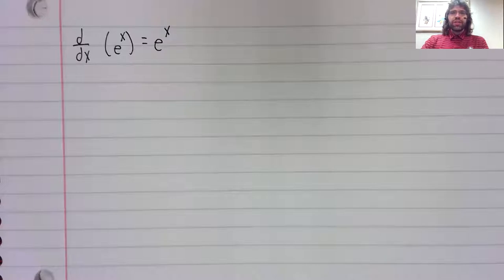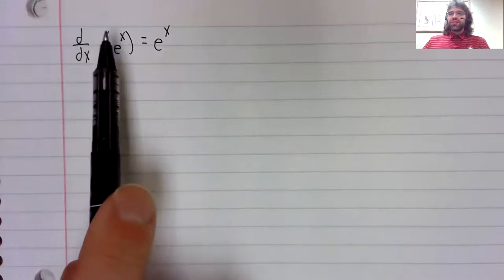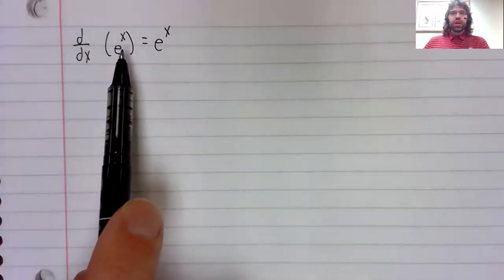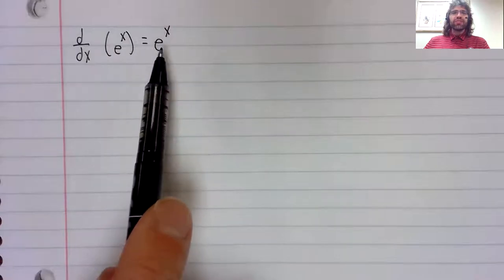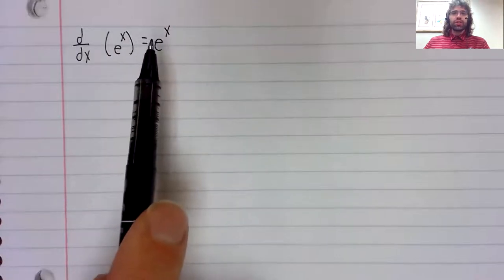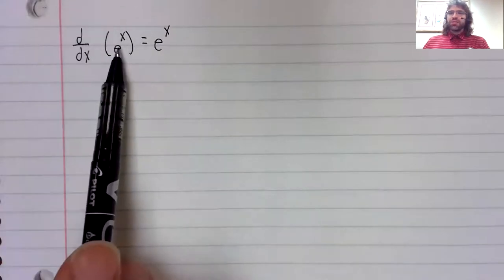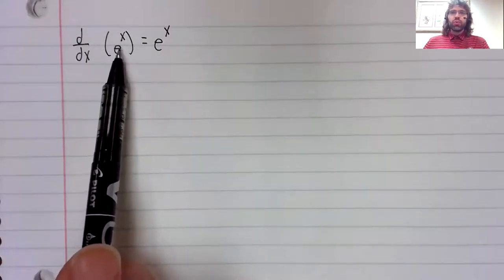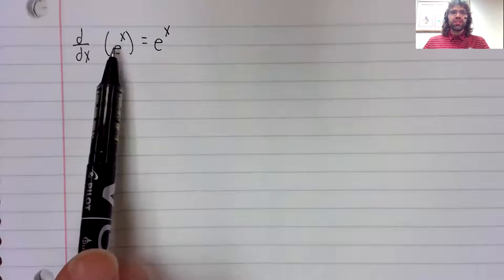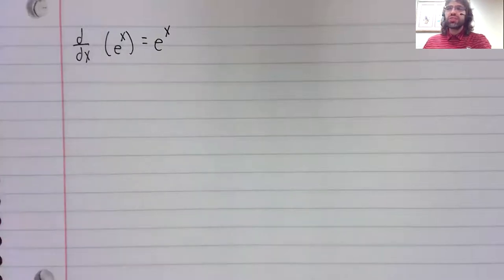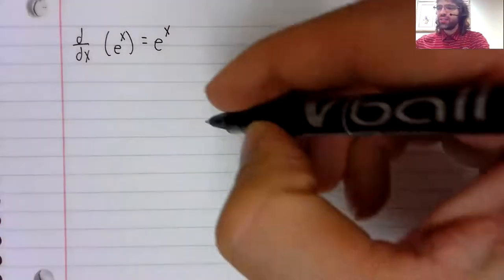The derivative of e to the x is e to the x. This function has the property that it is its own derivative. And that comes from the way that Euler's constant e is defined.